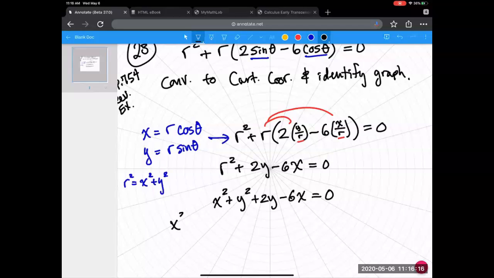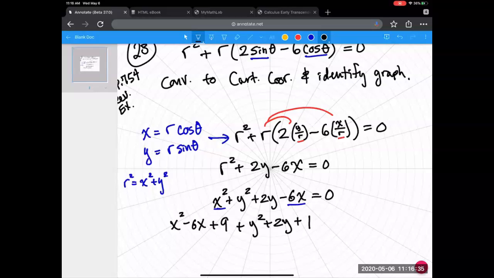So I have x squared minus 6x. I'm putting the x components together here to complete the square for the x. So to do that, I would have to add 9. And then I have y squared plus 2y. And to complete the square for that, I would want to put a 1. Since I added 9 and 1 to the left side, I have to add a 9 and a 1 to the right side, which is 10. So now that I completed the square, I can write that as x minus 3 quantity squared plus y plus 1 quantity squared equals 10.